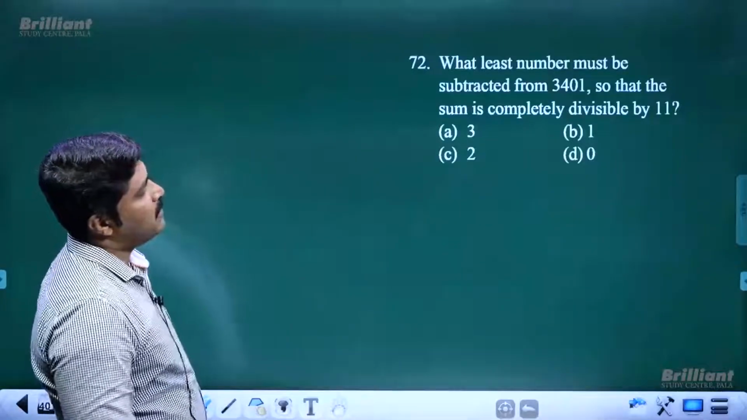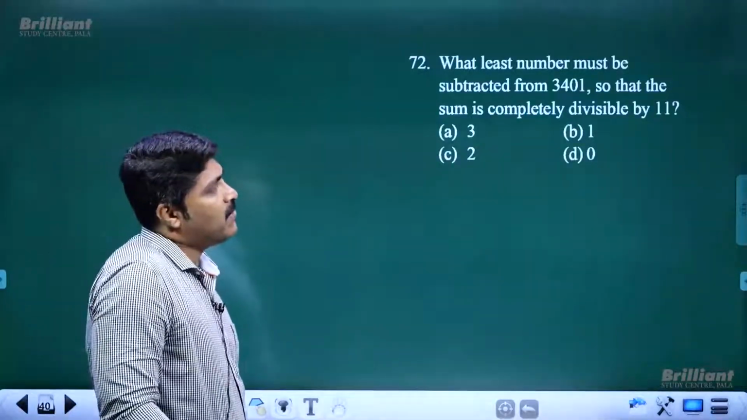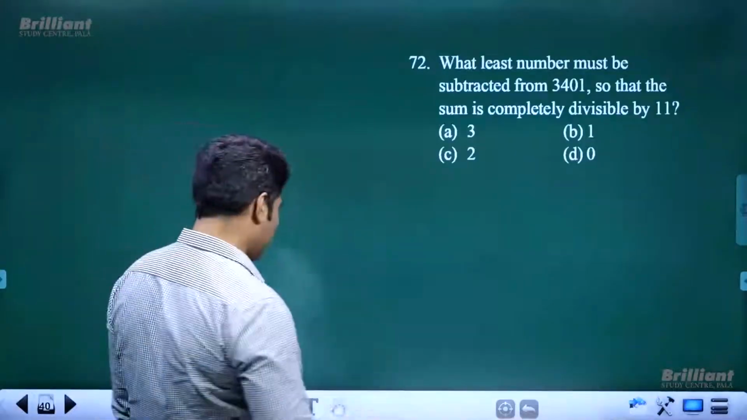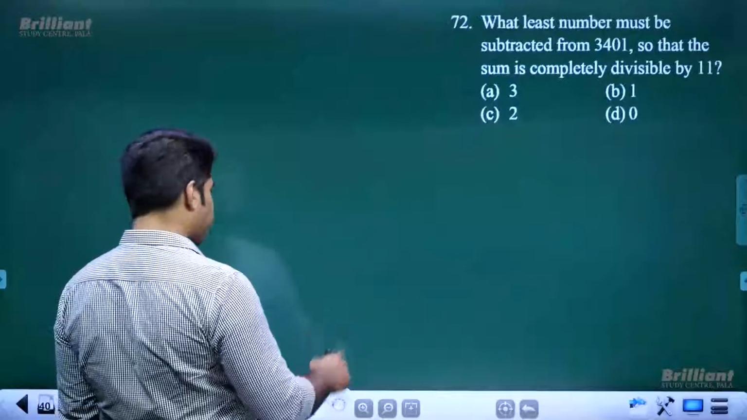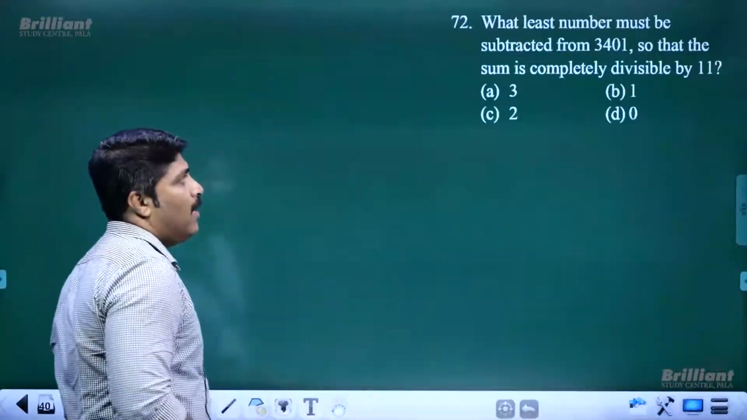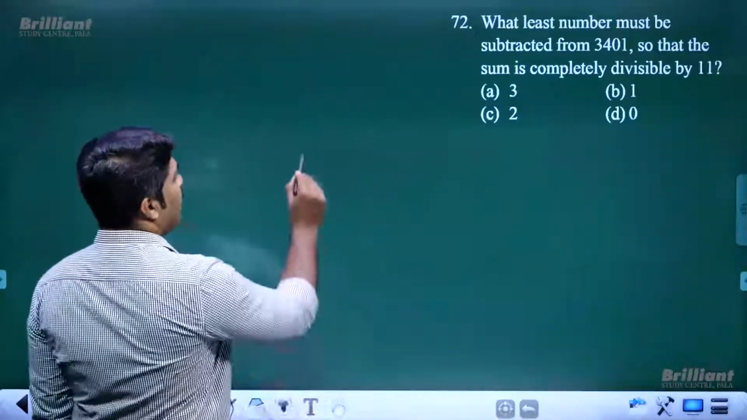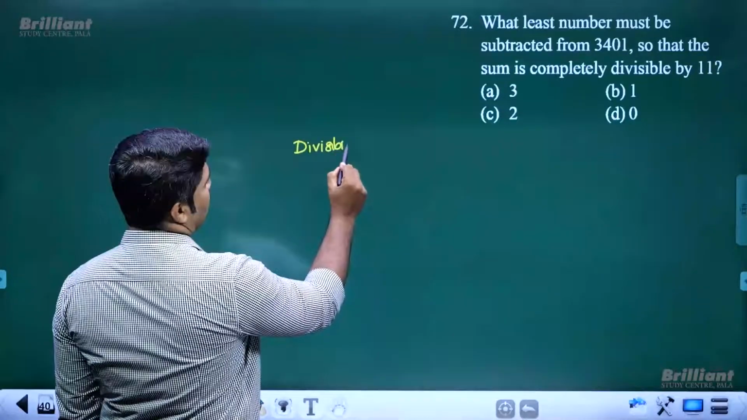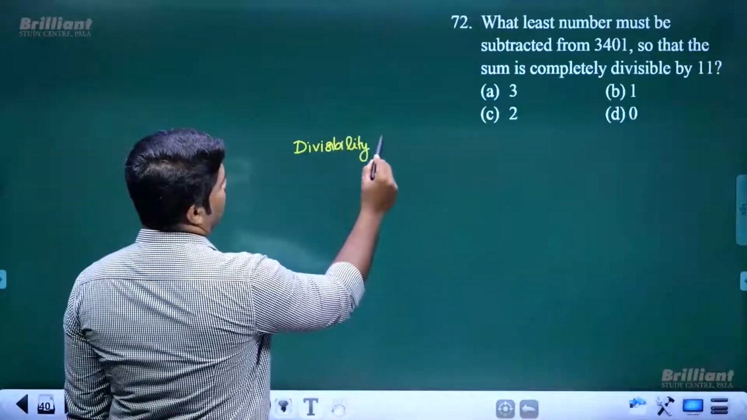And the next question, what least number must be subtracted from 3401 so that the sum is completely divisible by 11? That's an interesting question. But before that, you have to understand how to find the divisibility of 11. I will teach you it in a simple way. Divisibility by 11.